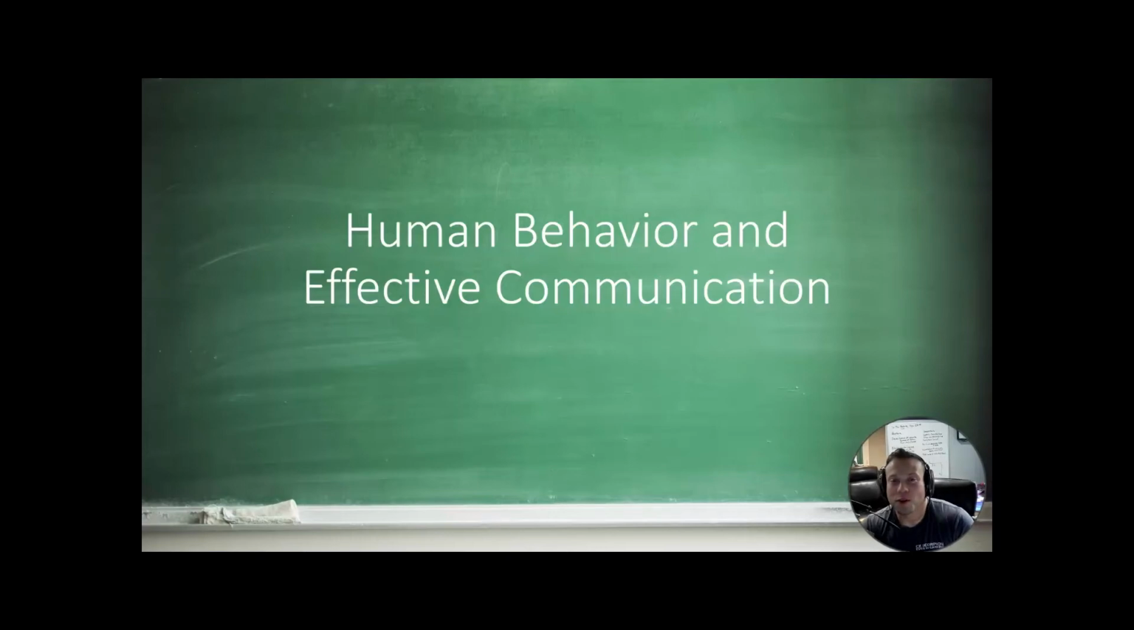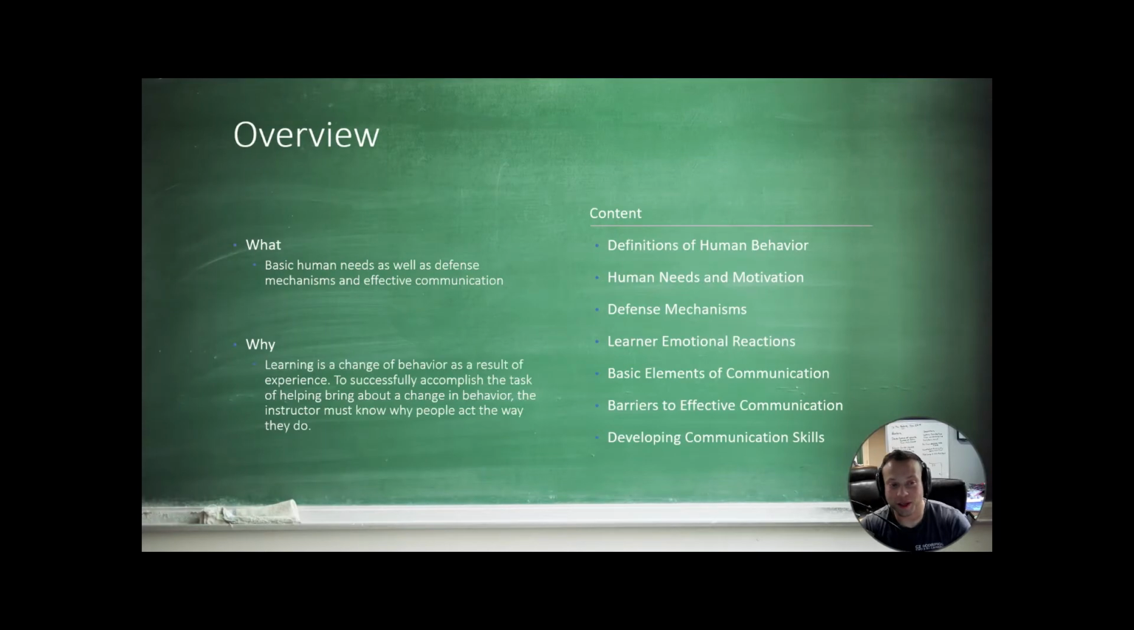What's up, guys? Today we're prepping for the CFI Checkride, and we're going to talk about human behavior and effective communication. What is it? Basic human needs, as well as defense mechanisms and effective communication. Why do we care? Because learning is a change of behavior as a result of experience. To successfully accomplish the task of helping bring about change in behavior, the instructor must know how and why people act the way that they do.